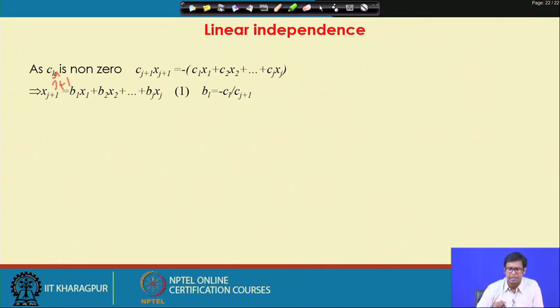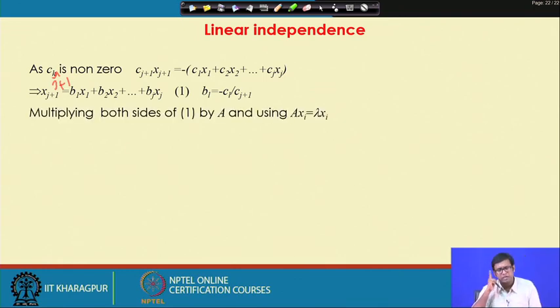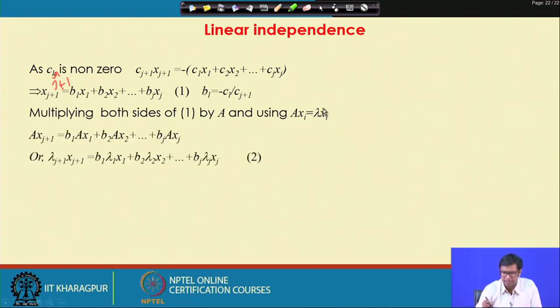Now, multiplying both sides by A, we will use the fact that A x i is equal to lambda i x i, where lambda i is the ith eigenvalue. So, if I multiply the left hand side by A, it will be A x j plus 1 is equal to b 1 A x 1, b 2 A x 2 up to b j A x j, and then A x j plus 1 is lambda j plus 1 x j plus 1. Similarly, for all other terms we get the relationship 2.